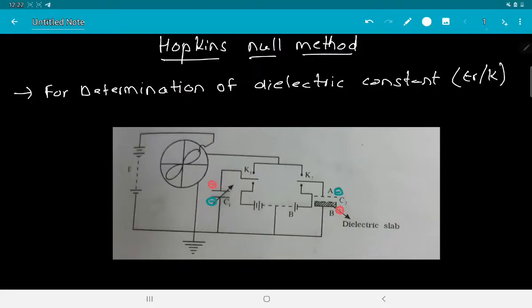This next class of dielectrics, in which we are going to see Hopkins null method for determination of dielectric constant. Dielectric constant, as we know, is given by epsilon r, or it is simply written as K. Now let us see the experimental setup.